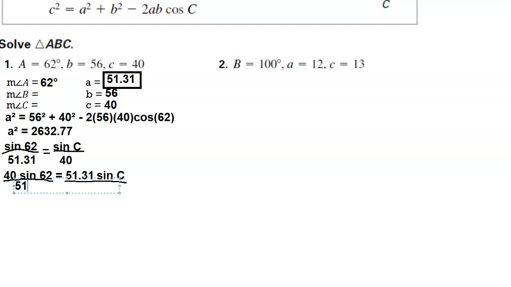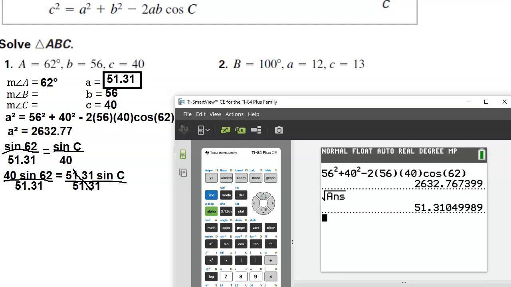Okay, so we'll do this. Divide both sides by 51.31. I don't have to type in 51.31 because I still have the answer saved from the previous problem. And that gives me 0.6883.